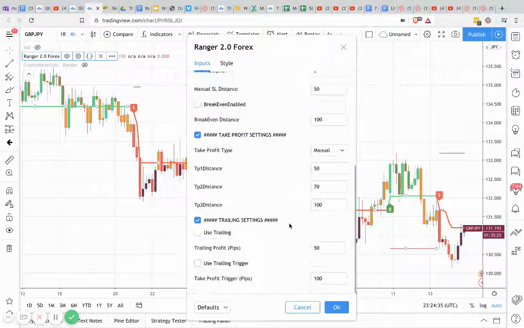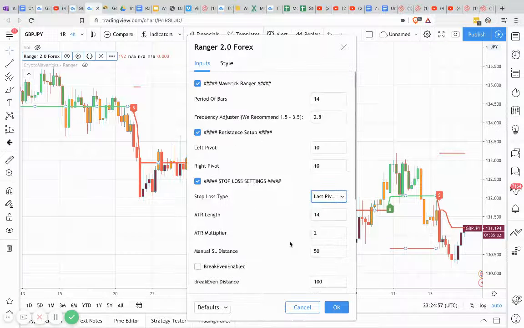After that, we have some options here for our trailing take profit or our trailing stop. If you don't know the difference between a trailing take profit and a trailing stop, there is no difference. It's the same thing. People just call it two different things sometimes.